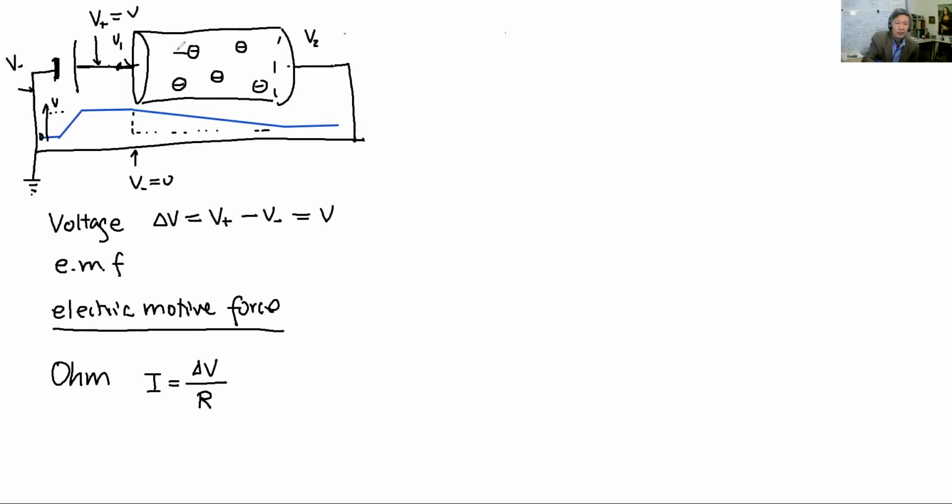So if the electron can move freely, then R equals 0. Therefore the current will be infinity. Do you agree? That's true. So normally we simply write this as V over R. But bear in mind this V is the potential drop across the resistor. So that is the famous Ohm's law.